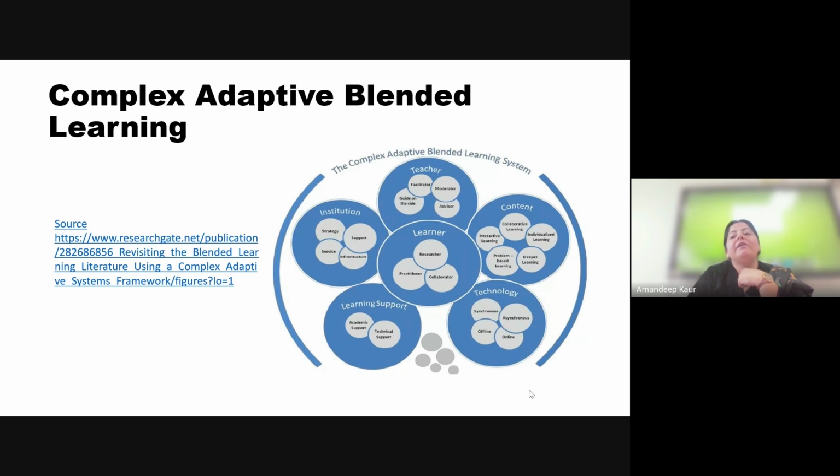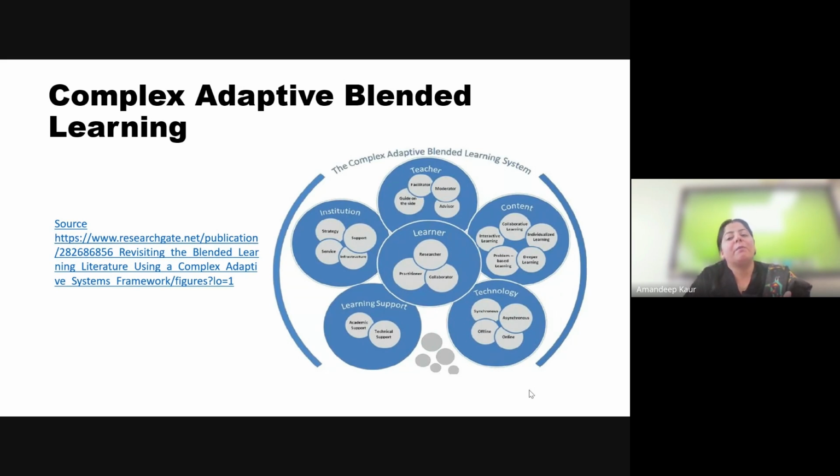When it comes to the teacher, Prerna ma'am was saying the teacher needs to act as a moderator. The teacher also needs to act as a facilitator, as a guide, and as an advisor. When it comes to the development of the content, there may be students in your class who are naturalistic learners. Naturalistic learners are intelligent enough to go through that content on their own. So for those students, there must be an individual learning path at the institute level.